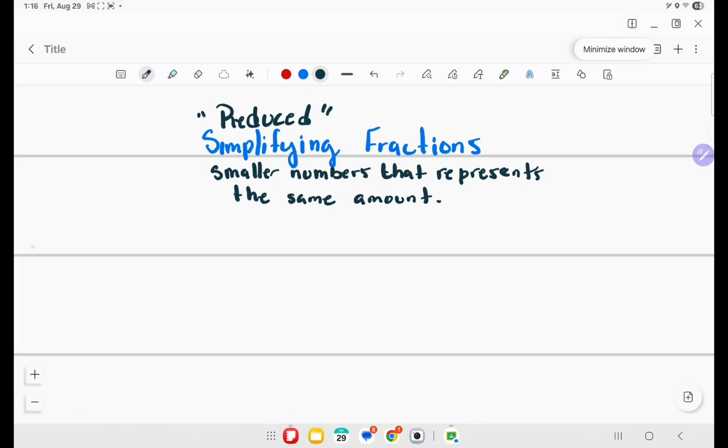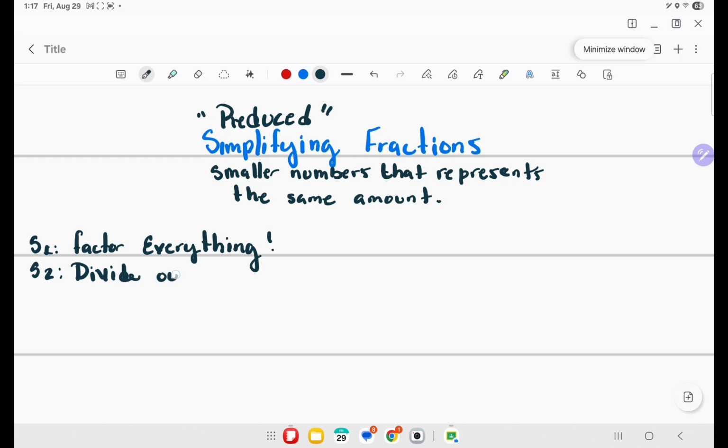We'll say steps today. Step 1. Factor everything. I better stop saying it like that because I spell it like that. Factor everything. All right? Let's go and get the rules out the way. Step 2. Divide out the common factors. Divide out the common factors.